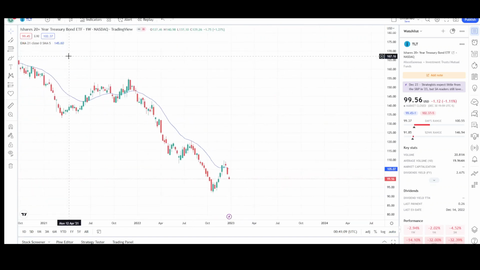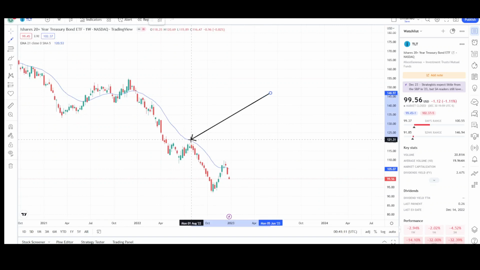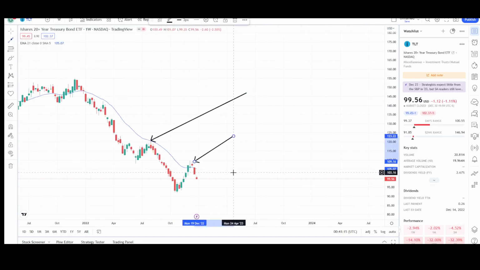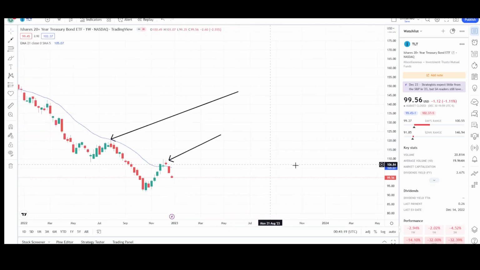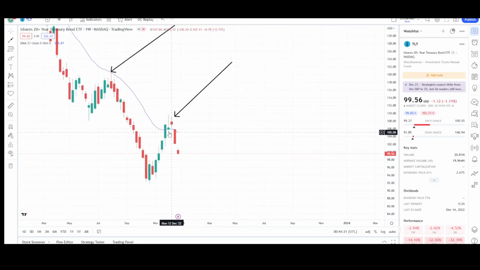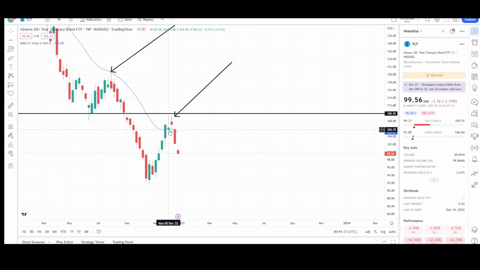So here's the weekly chart for TLT. We get rejected from this 21 bar EMA. We tried to get above it just back here in November. Prices did close above it. This candle right here, this weekly candle, prices did close above it. Next week, prices traded strongly, got rejected from the previous breakout level at the 109 level. And then we saw strong selling occur. So they brought the price down in this week.